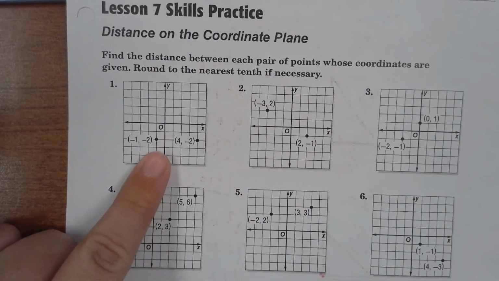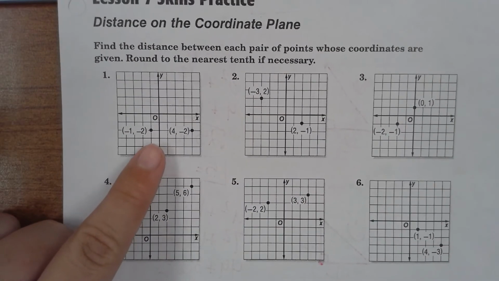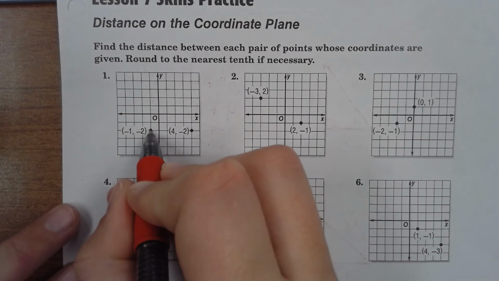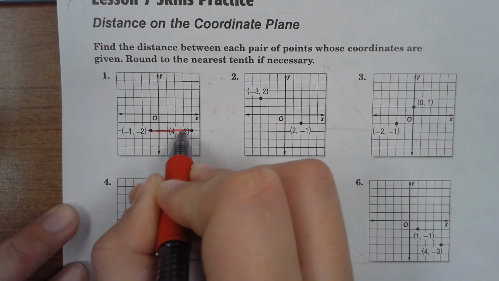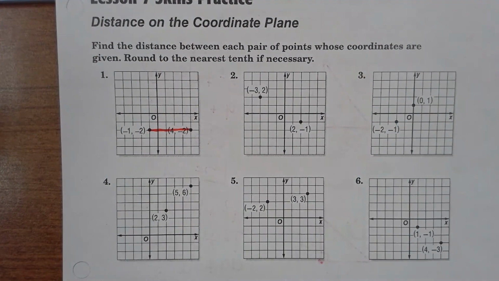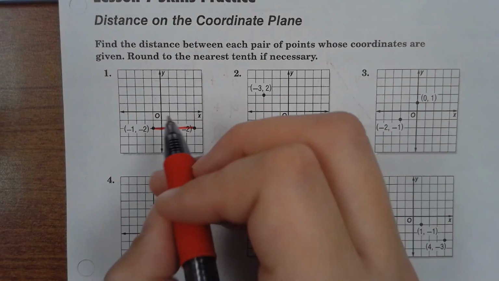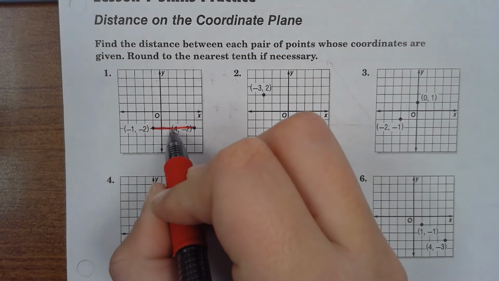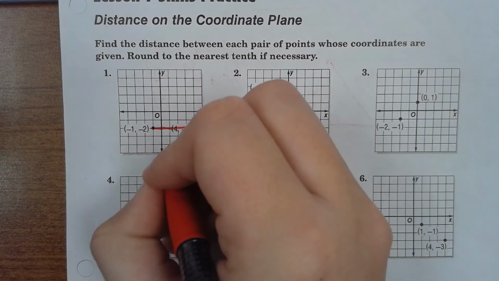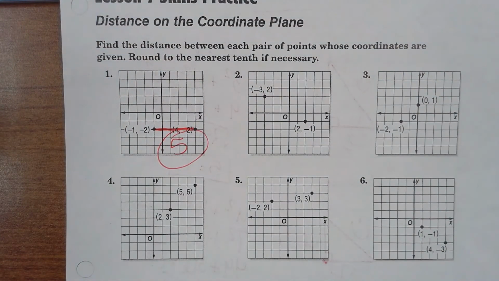So for the first part, they want you to find the distance between the 2 points. And notice how these 2 points are a horizontal line. Well, am I allowed to count the square units on a horizontal line? Yeah, I can. So all I have to do for number 1 is just count over 1, 2, 3, 4, 5. So this answer is going to be 5.